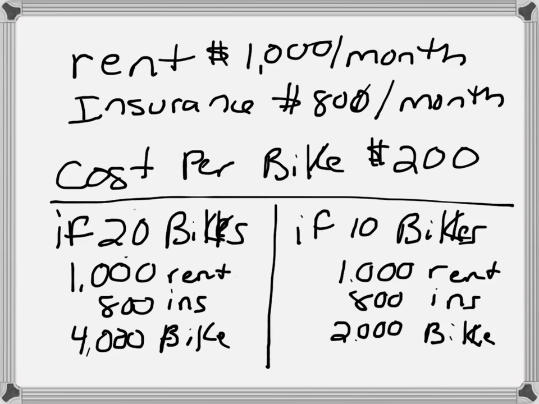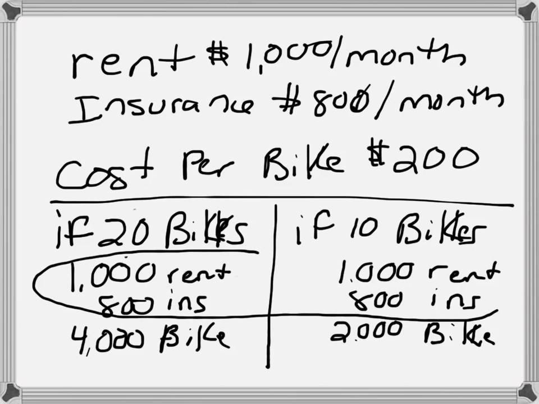It's easy to see that no matter what I have done, the rent and the insurance have not changed. They're the fixed costs. But if I make 10 bikes, I've got $2,000 in the cost of the bike, and if I make 20, I have now doubled the cost. That is clearly the definition of a variable cost.